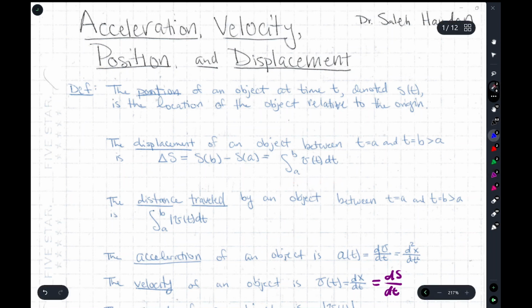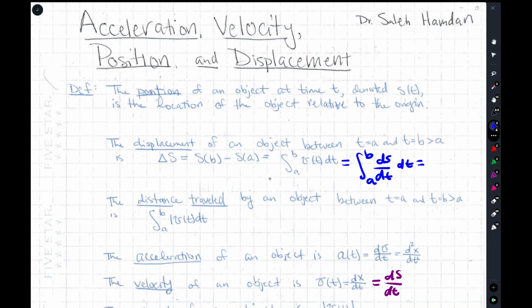Okay, and so this makes sense, right? Because this is like saying the integral of a to b dx dt, or ds dt. Let's write it as ds dt, and that's then going to be what you see on the right hand side there. Okay, so that's just the fundamental theorem of calculus, because the antiderivative of ds dt is s.